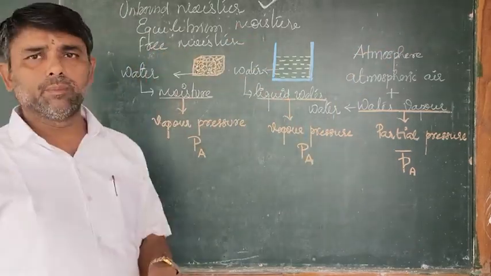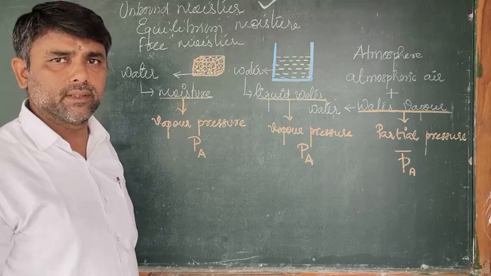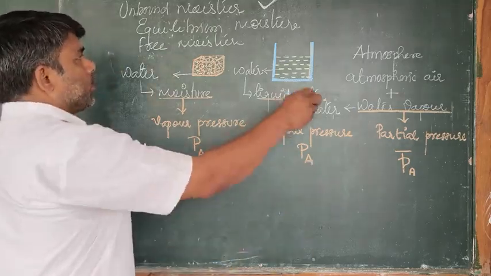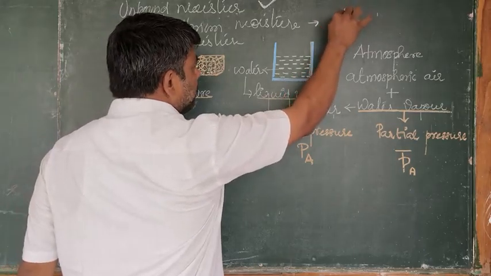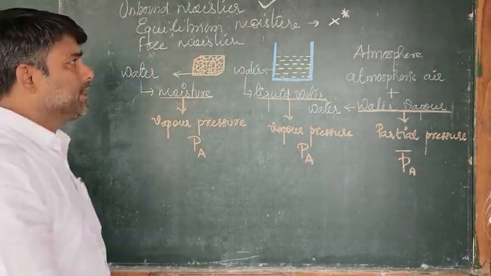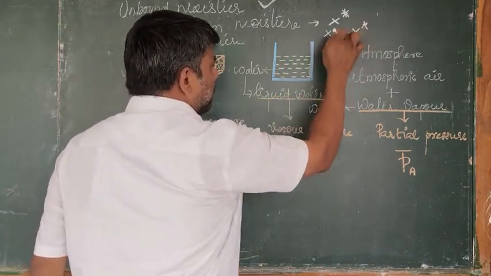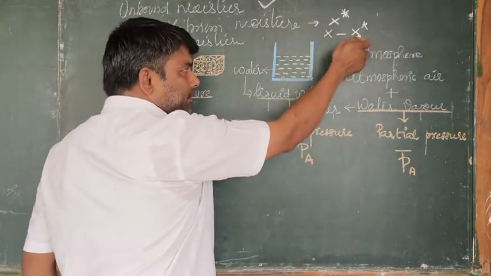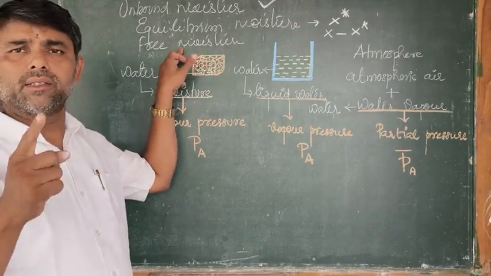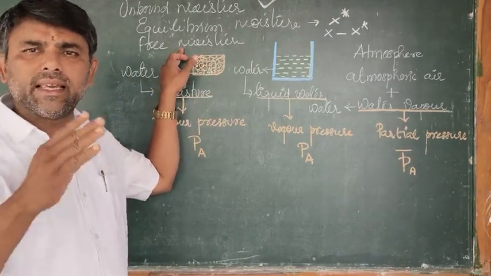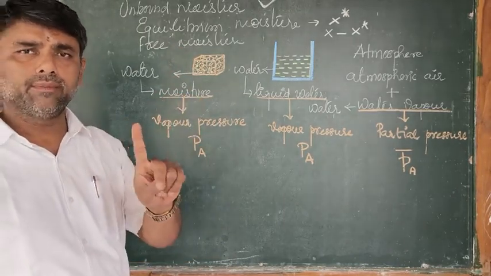Free moisture is very simple. It is moisture contained by a substance in excess of equilibrium moisture. The notation for equilibrium moisture is X star. For free moisture, it is X minus X star. That means the moisture present in the substance is in excess of equilibrium moisture. So free moisture is nothing but moisture contained by the substance in excess of equilibrium moisture. Are you clear? I am going to repeat once again.